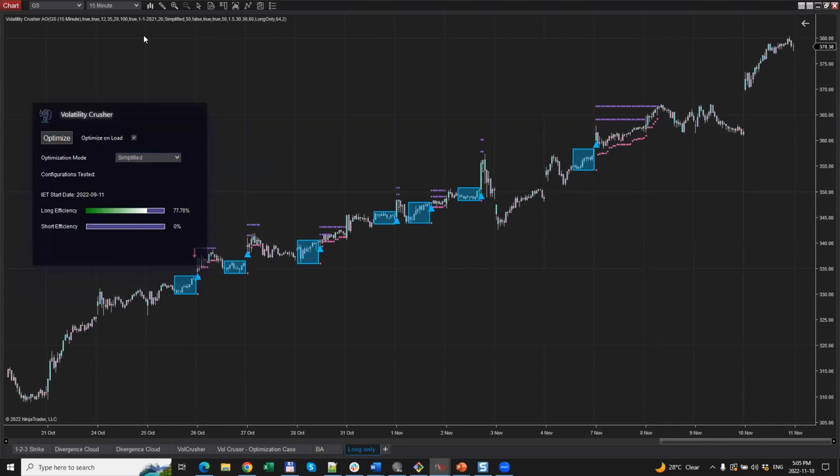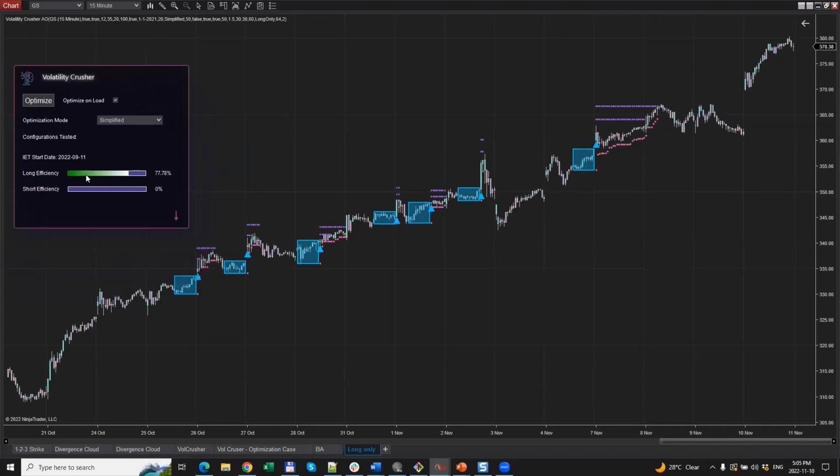So here we have the 50-minute time frame, and we can see here that our long efficiency has been at 77.78%. This is quite evident because the indicator was able to catch many of these nice long trades along the way.